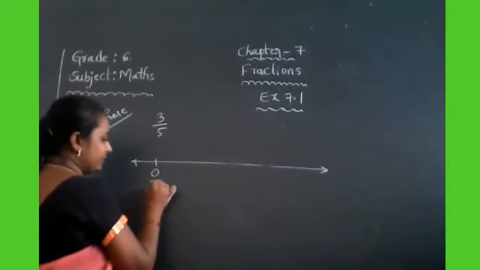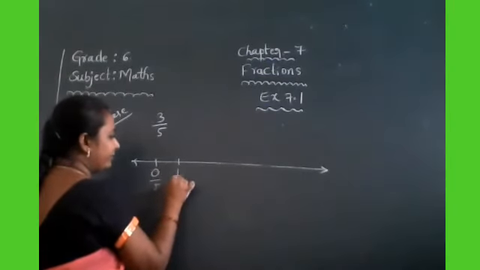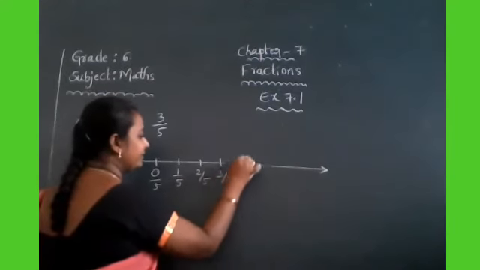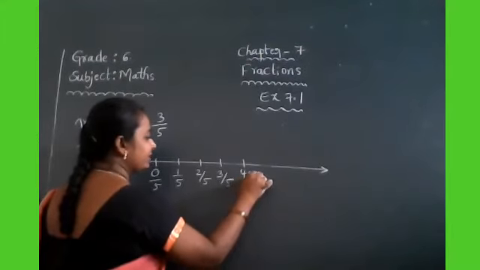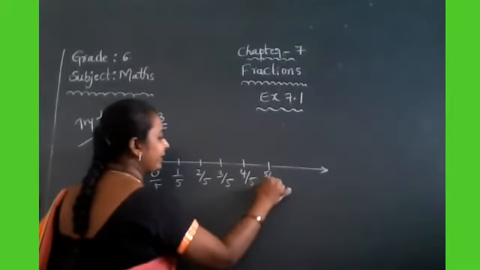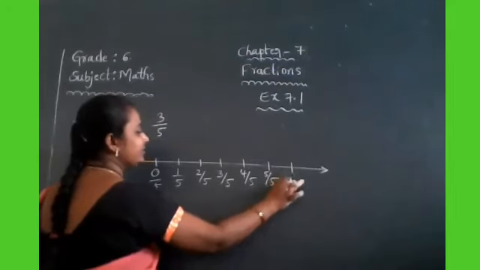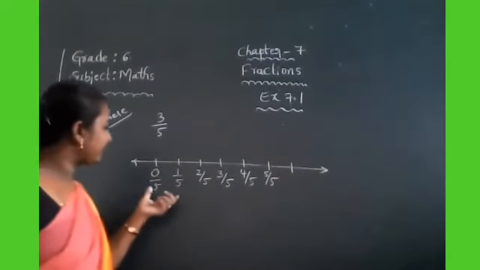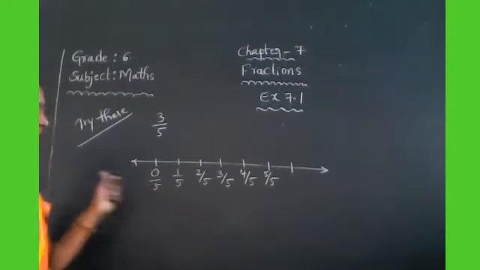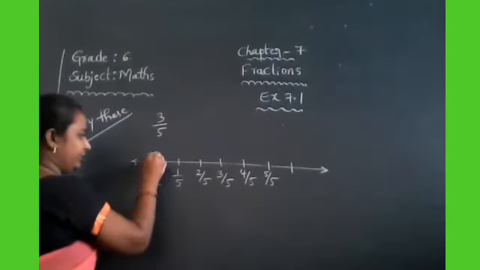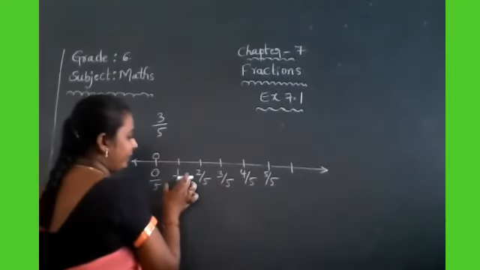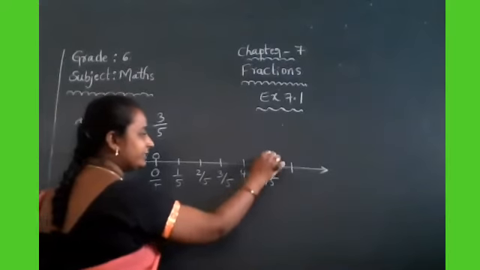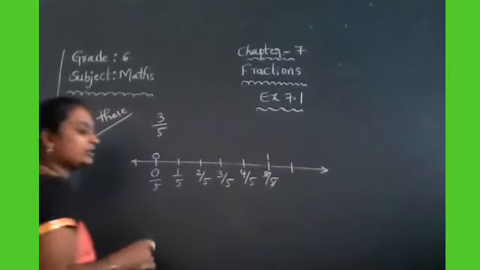So that is 0 by 5, 1 by 5, 2 by 5, 3 by 5, 4 by 5. Okay, next 5 by 5. Next, in continuation, 6 by 5 like that will come. Next observe here, 0 by 5 means it is 0. And next 1 by 5, 2 by 5, 3 by 5, 4 by 5, 5 by 5. 5 by 5 is equal to 1.